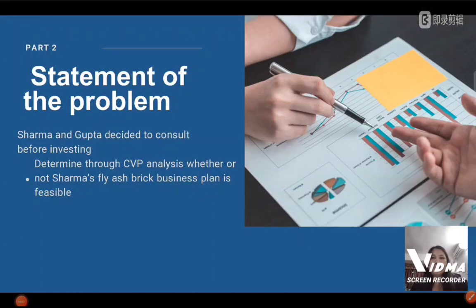Sharma and Gupta decided to consult before investing. So our problem is to determine through CVP, or cost volume profit analysis, whether or not Sharma's fly ash brick business plan is feasible.